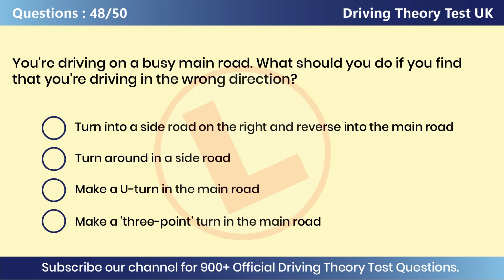Question 48. You're driving on a busy main road. What should you do if you find that you're driving in the wrong direction? A. Turn into a side road on the right and reverse into the main road. B. Turn around in a side road. C. Make a U-turn in the main road. D. Make a 3-point turn in the main road. B. Turn around in a side road.